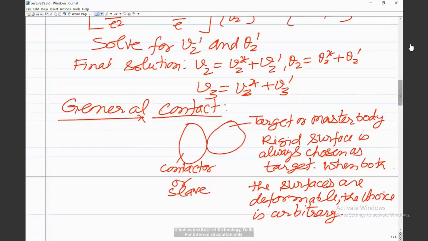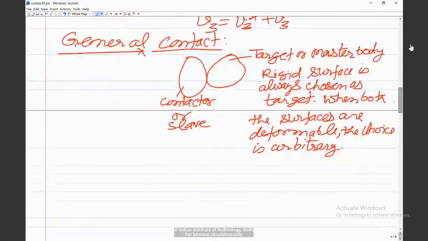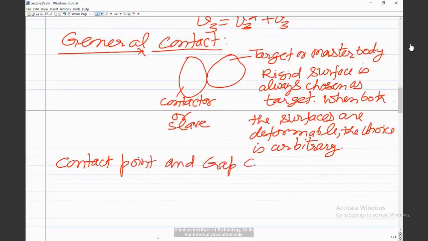So this is one thing. Then we have to define the normal at the contact point. In the previous two examples we considered, we knew exactly which nodes of one body were going to come in contact with the other body. The nodes were known, the gap was known. But in the general context we will not know which points of one body are going to come in contact with the other body. So we have to calculate that, and also the gap between the two bodies corresponding to those nodes. So we need to identify the contact point and gap calculations.